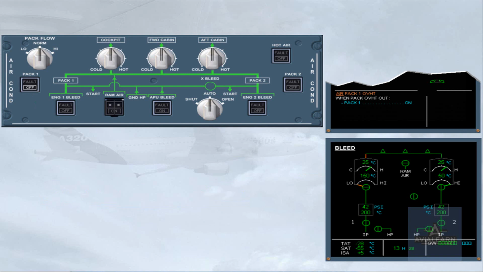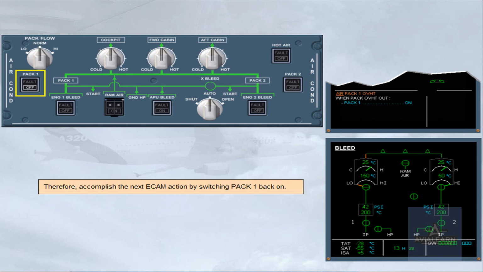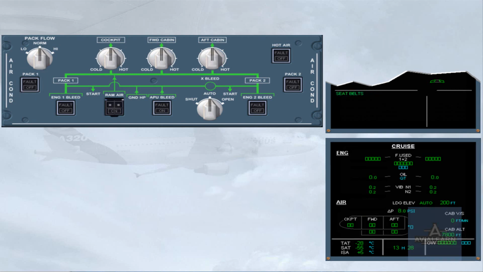Therefore, accomplish the next ECAM action by switching pack 1 back on. Switch on pack 1. When the pack switch is switched back on, the off light goes off. Normal memos replace the failure message on the engine warning display, because the failure condition no longer exists, and the system display returns to the cruise page.